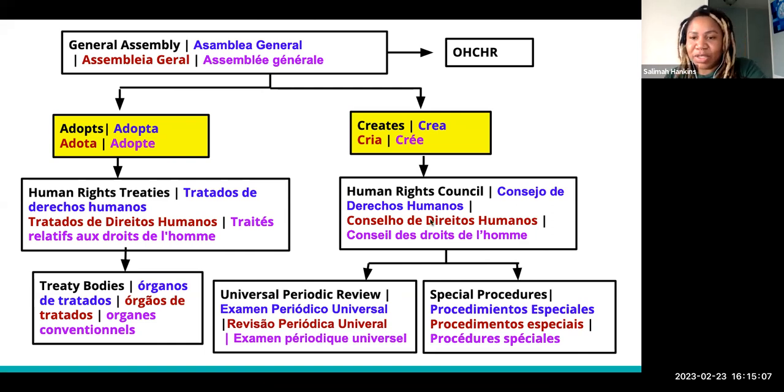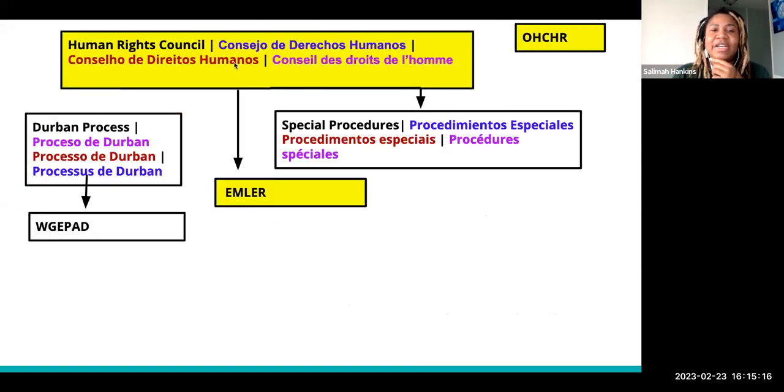Now zooming in, you see I have the special procedures on the lower right hand, and I have the Human Rights Council. This next slide has the Human Rights Council. So now we are where the Human Rights Council is. The three things that I have highlighted in yellow are the mechanisms, or the bodies, that this coalition primarily deals with.